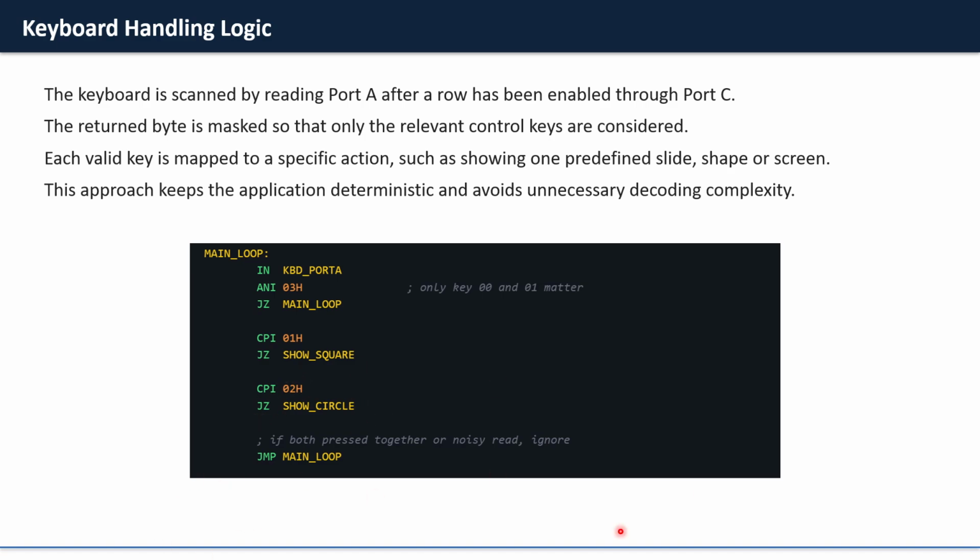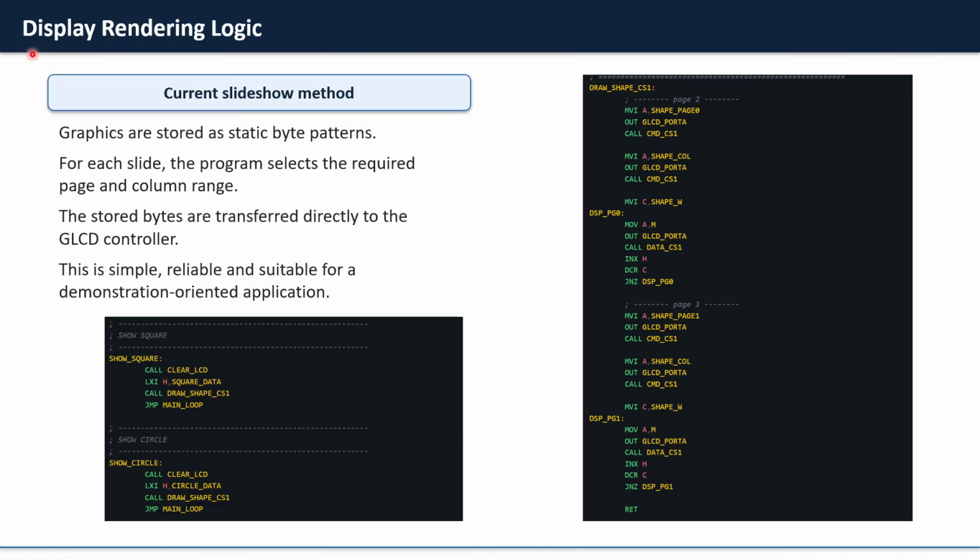Okay, and this loop runs continuously, jump main loop. This loop runs continuously until our program runs. Then the display rendering logic here, the show square logic is shown here, and the show circle. The show square logic clears the LCD, then loads the HL register pair with square data address and calls the draw shape CS1, and that is then jump to the main loop.